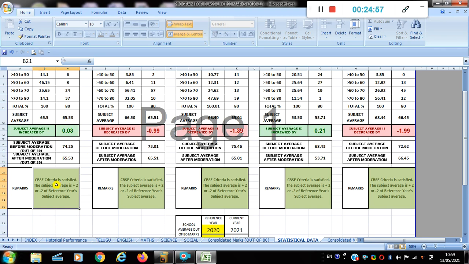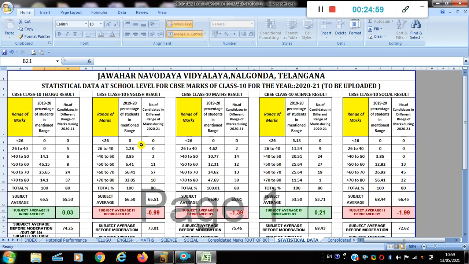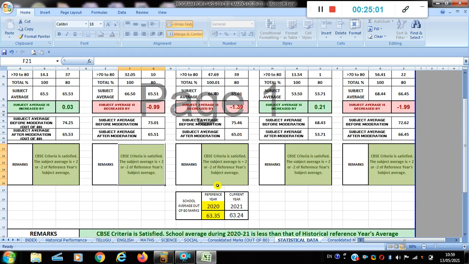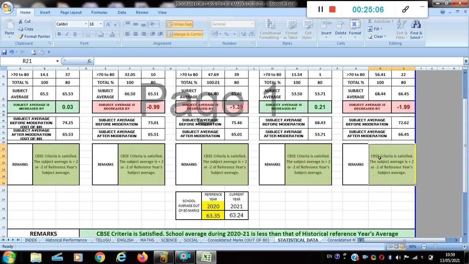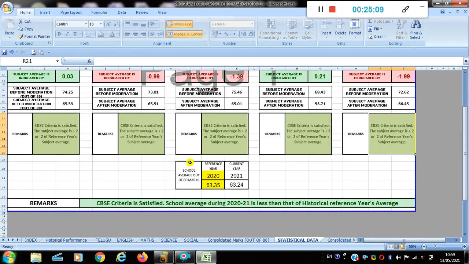Then CBSE criteria is satisfied. Like that for English, CBSE criteria is satisfied. For Mathematics, CBSE criteria is satisfied, and for other subjects also CBSE criteria is satisfied. Now in this small table, school average out of 80 marks, reference year is 2020, manually feed it, and the average for that year is 63.35, given by CBSE; manually you feed it. Then current year 2021, the mean school average is coming up to 63.24.